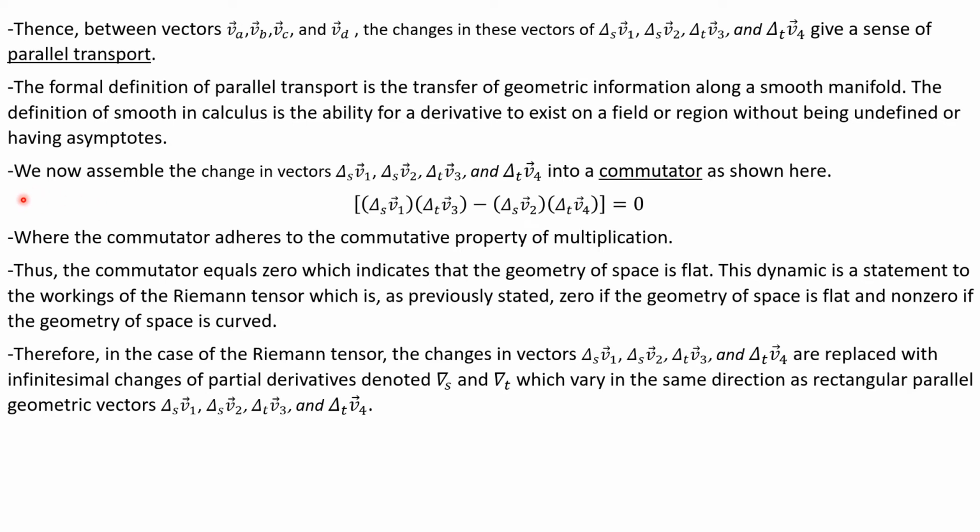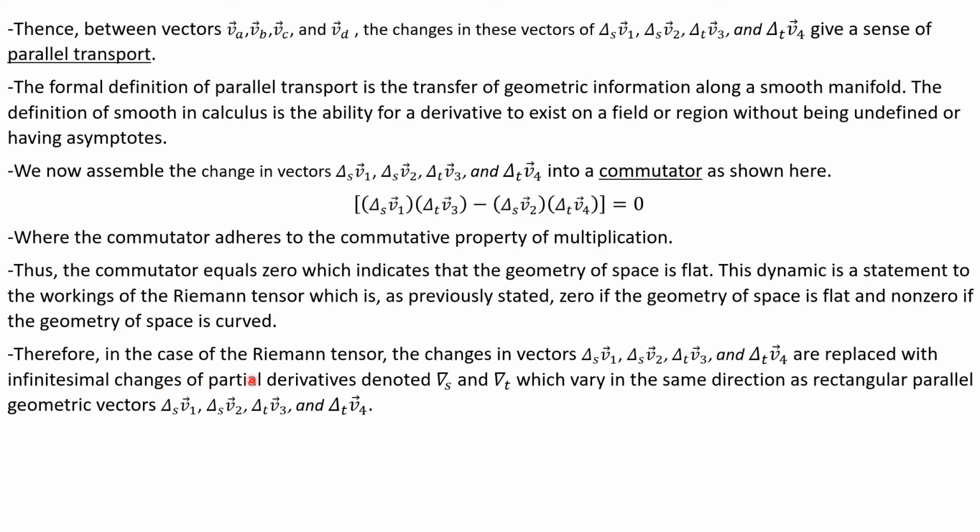Now we assemble the change of vectors here into a commutator. So now these changes in vectors are put into this commutator. As we see here, this is referred to as a commutator, where the commutator adheres to the commutative property of multiplication. Thus, the commutator equals 0, which indicates that the geometry of space is flat. This dynamic is a statement to the workings of the Riemann tensor, which is, as previously stated, 0 if the geometry of space is flat and non-zero if the geometry of space is curved.